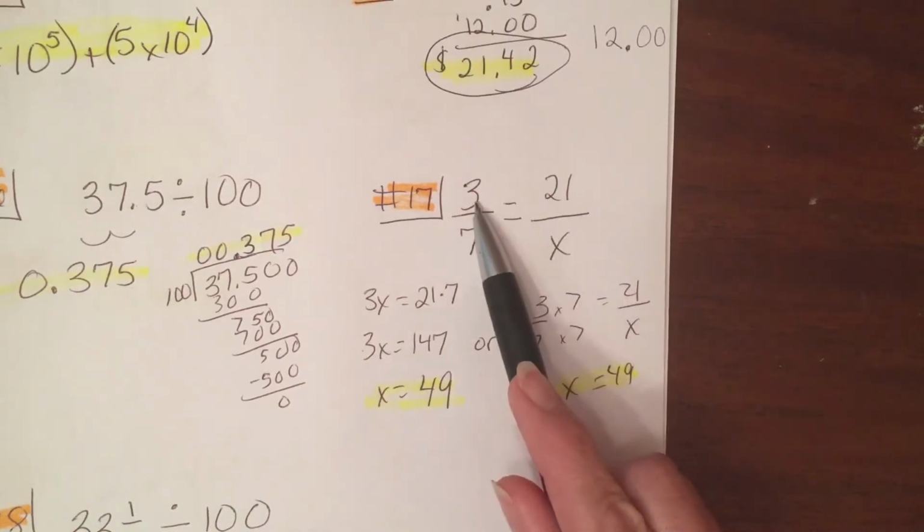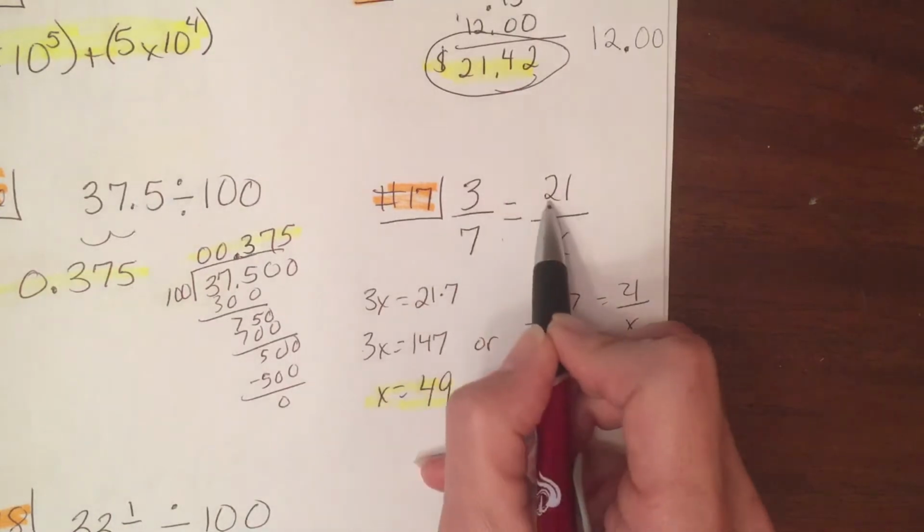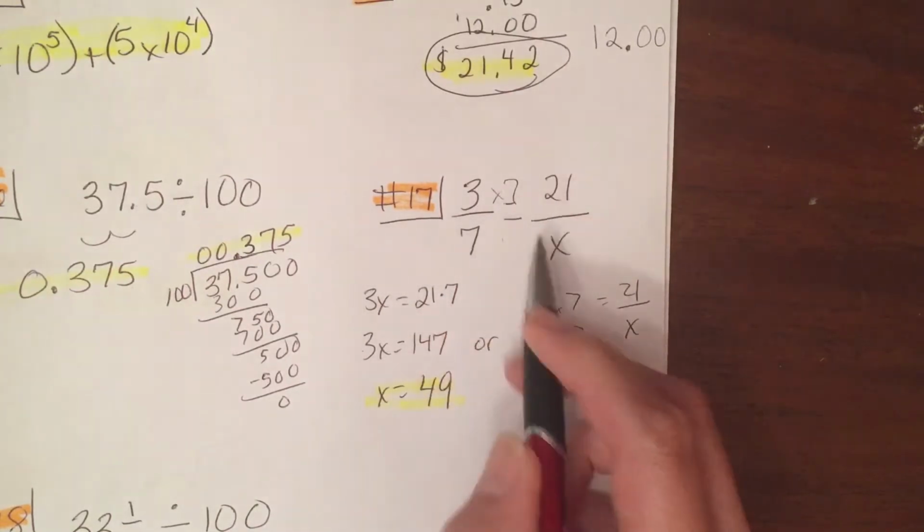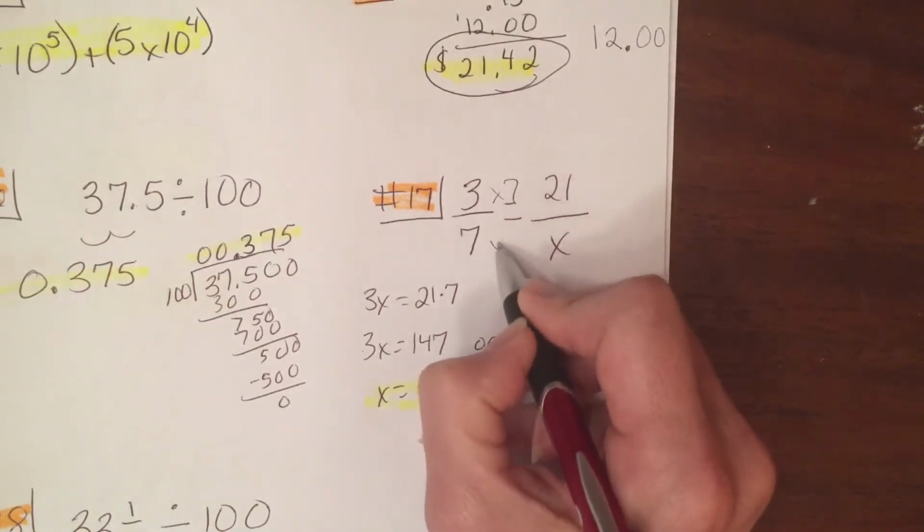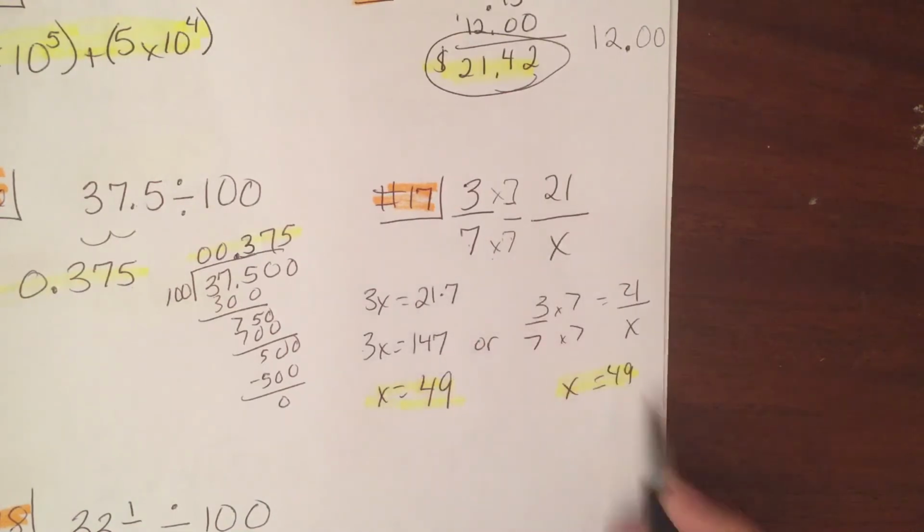Or you might have noticed, to get from 3 to 21, I could multiply by 7. If I do that up here, I do the same thing down here. 7 times 7 is 49.